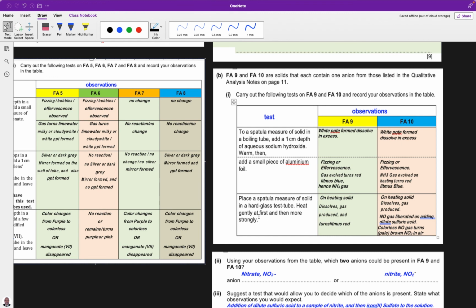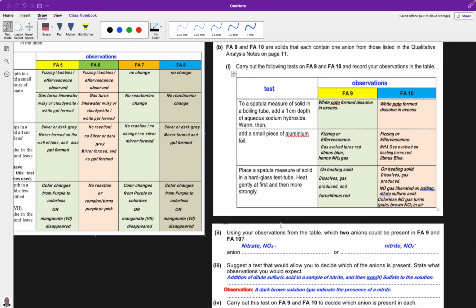They said, okay, the next test: place a spatula measure of solid in a hard glass test tube. Heat gently at first and then more strongly. I did that. On heating Fa9, the solid dissolved, gas was produced, and it turned the litmus paper red. Now Fa10, I did it, a gas was produced.